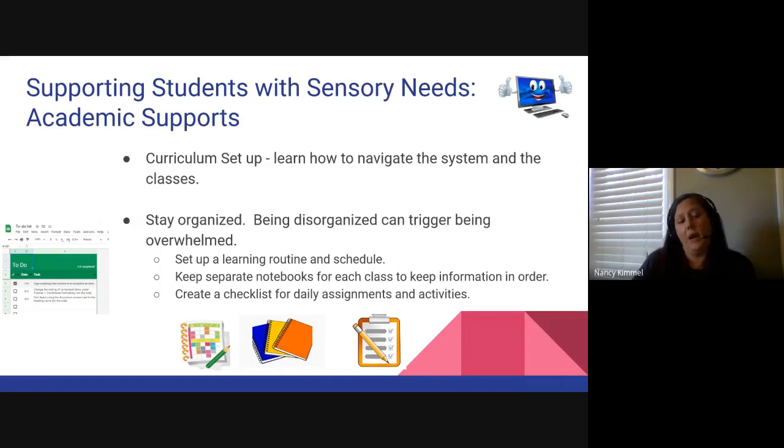Something else that's very helpful is to have a separate notebook for each class to keep information in order so that a student knows exactly where they need to go for that class. This can be physical, or a lot of students are using virtual notebooks, which is great as well.